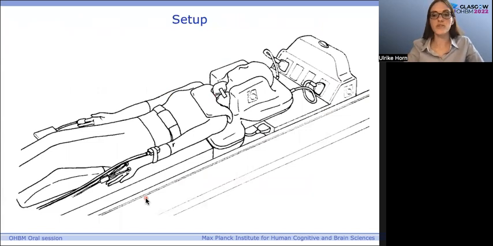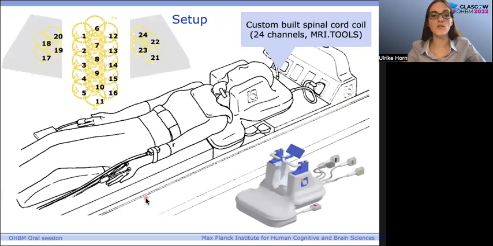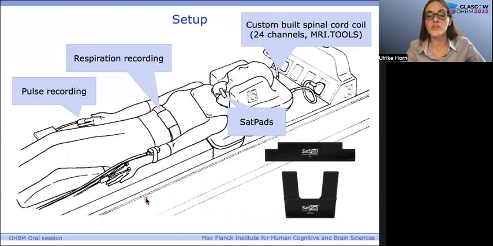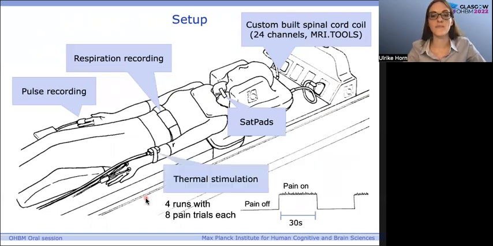So first of all, we are using a custom-built 24-channel spinal cord coil that wraps around the sides of the neck. To correct the mentioned physiological artifacts, we additionally record respiration and pulse. To address large-scale B0 inhomogeneities, we use susceptibility-matched pads around the neck for passive shimming. In order to induce pain in our volunteers, we then apply heat stimuli via an MR-compatible thermode on the arm and use a block design to elicit robust volt responses.